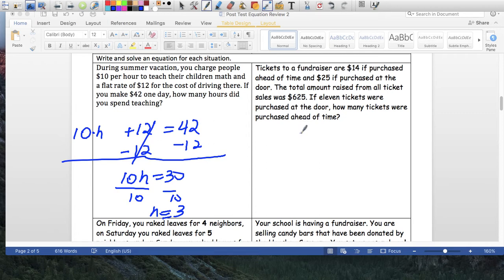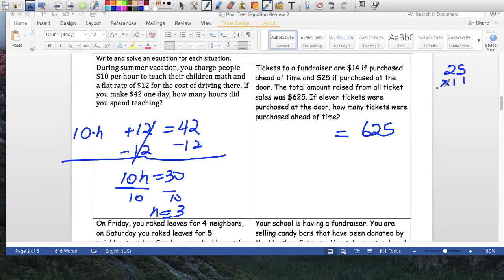Ahead of time is $14, at the door is $25. The total raised from all tickets was $625. If 11 tickets were purchased at the door, how many tickets were purchased ahead of time? So 625 was the total, and 11 tickets were purchased at the door, and at the door is $25.